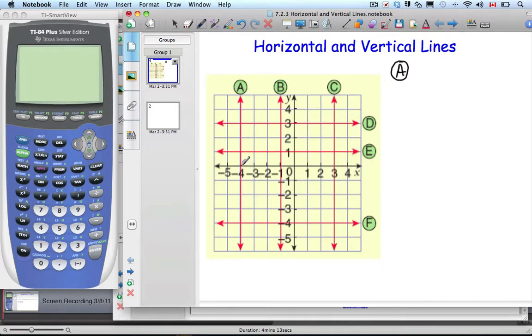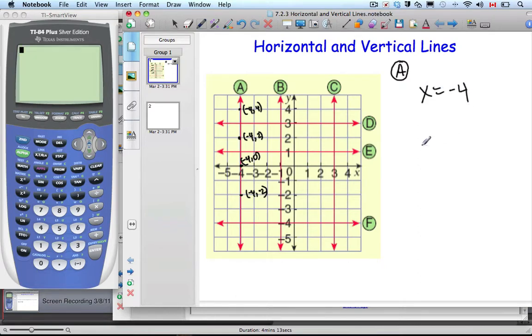Okay, this point right here we know is (-4, 0). What about this point right here? (-4, 2). Okay. What about this point right here? (-4, 4). Okay. What about this point right here? (-4, -2). Now, what do you notice about every single one of these points? The x values are all -4. Our x value never changes. It's always -4.